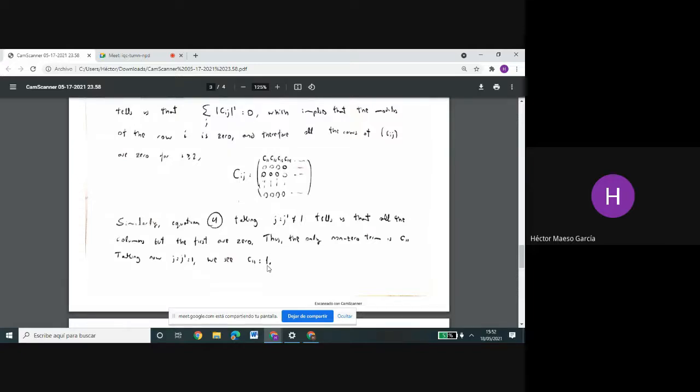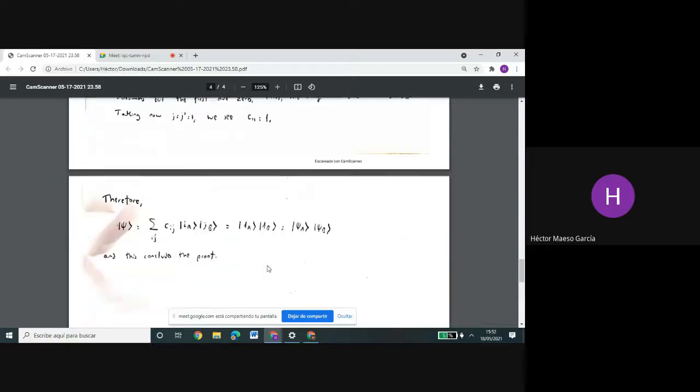Well, it could be any complex number with modulus 1, sorry, but we don't really care about the phase. And with this, we get that psi is this, just the first element of this sum. That is what we wanted to prove.